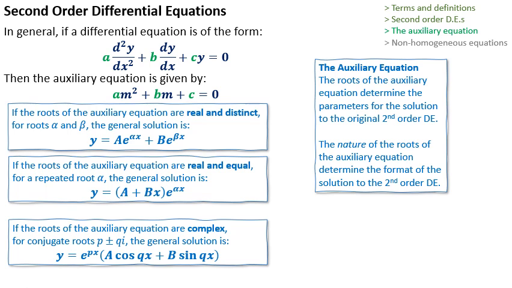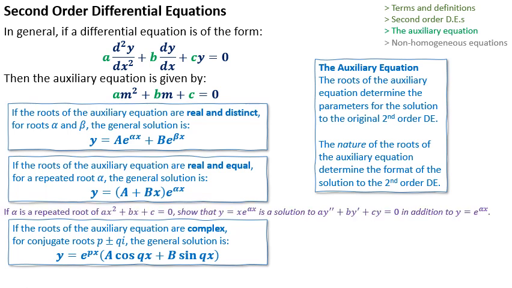So for the real and equal roots, demonstrating that x e to the alpha x is a solution is essentially the crucial part of this. We need to find something which is different to just e to the alpha x and yet is also a solution. It turns out if you differentiate x e to the alpha x a couple of times, find the first and second derivatives, we can show that a y double dash plus b y dash plus c y will be 0 when y is x e to the alpha x. And it's only true because alpha is a repeated root of the auxiliary equation.